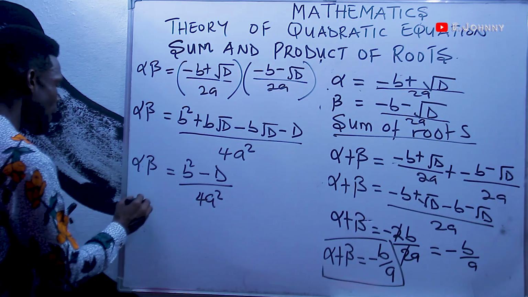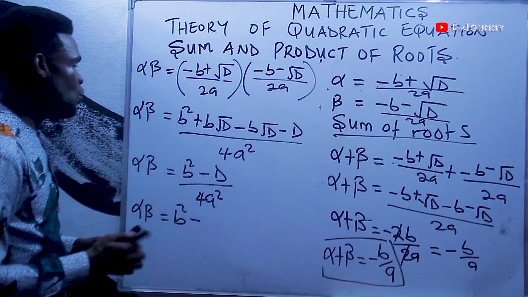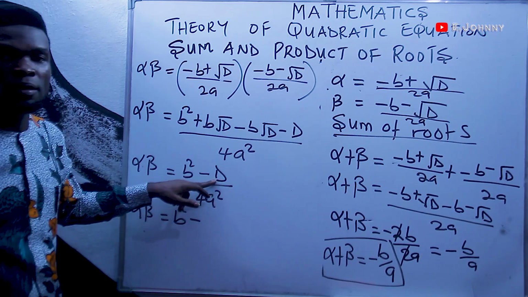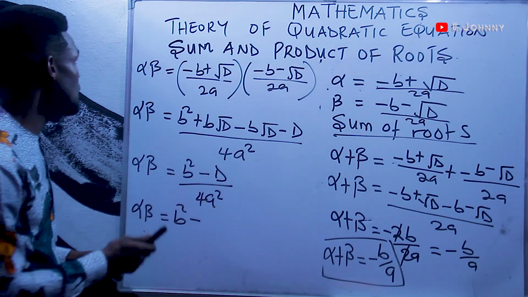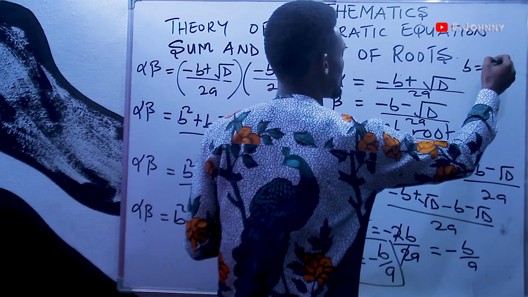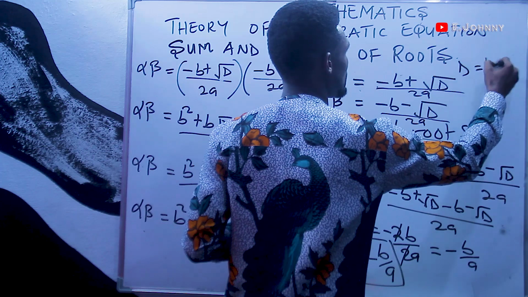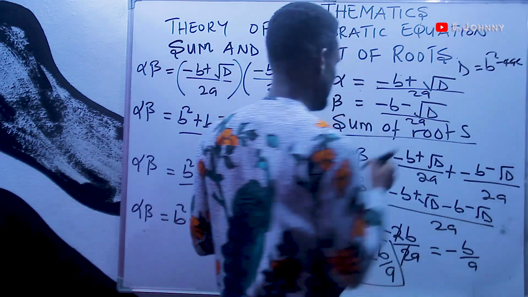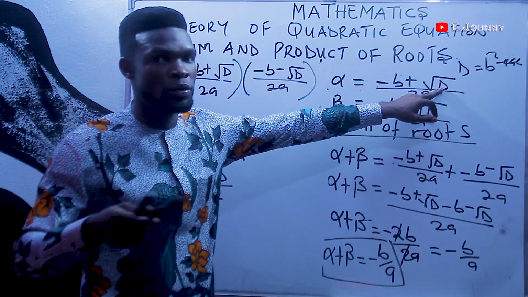Now, alpha beta will be equals to b squared minus... Now we know that d here is the discriminant. The discriminant is b squared minus 4ac, which is represented by d.